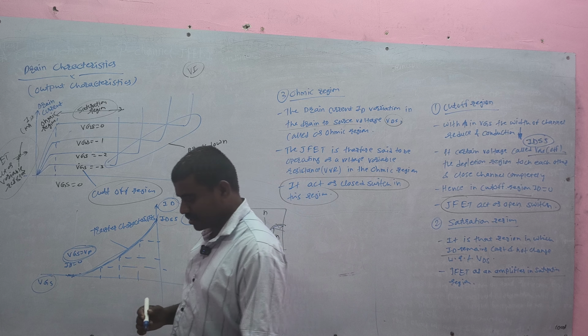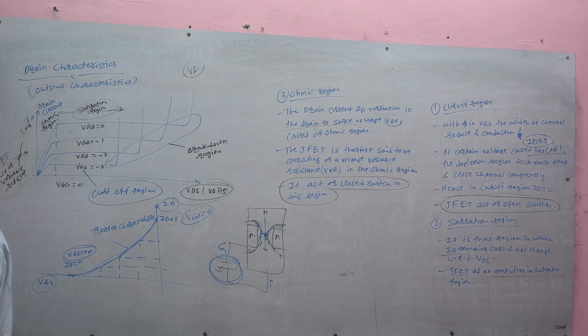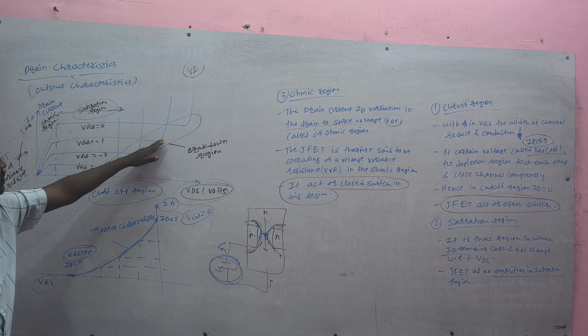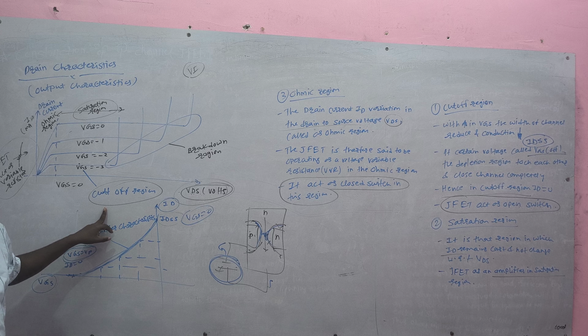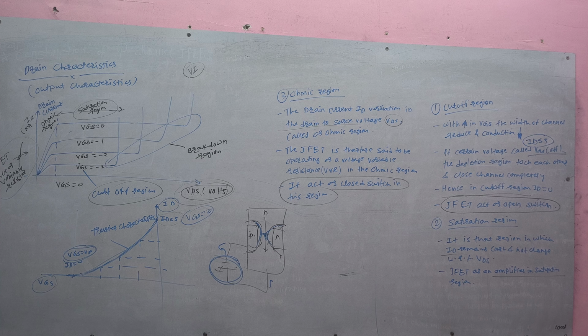Are you getting this? So draw this. This is very important. This is the breakdown region, this is the saturation region, this is the ohmic or active region, and this is the cutoff region. Okay. Are you getting this?